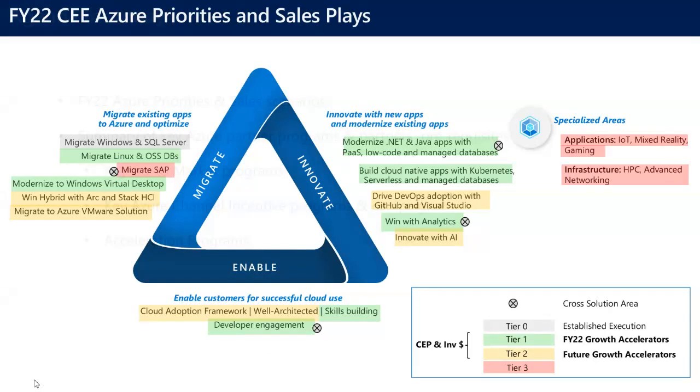Let me start with the slide named the FY22 Azure Priorities and Key Sales Plays. In this picture, this triangle, or better, when we talk about the priorities, we use the Azure triangle, shows you the Microsoft FY22 Azure priorities. These priorities are connected to three key motions: migration, so we are focusing on migrating existing applications to Azure and optimizing them; innovation, to innovate with new applications and modernize existing ones; and lastly, preparation, enabling you and your customers to use and benefit from the cloud.